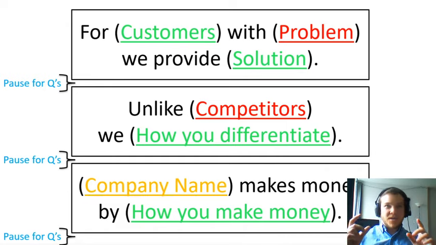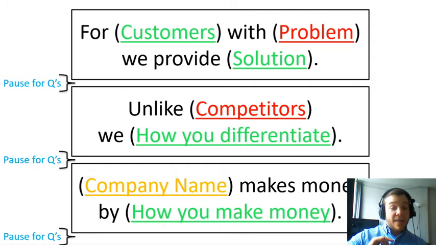So for customers with problem, we provide solution. And then I put in the unlike and the company and the money statement that you mentioned at the end, just so it's all in one place. You have unlike competitors, we, and then how you differentiate. And this is your unique selling point. You may differentiate on a number of metrics, but this is your number one reason or top two reasons or methodologies for differentiating from any other company. It's the one thing that's going to make somebody decide on your business or buy your product over another.